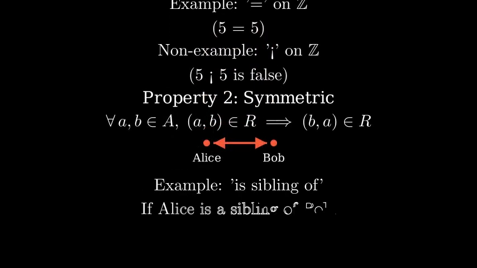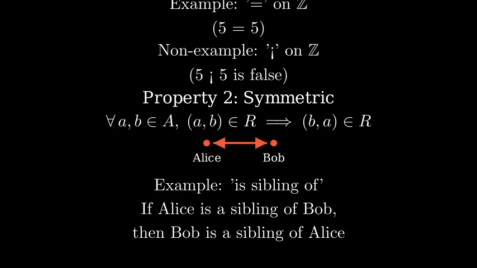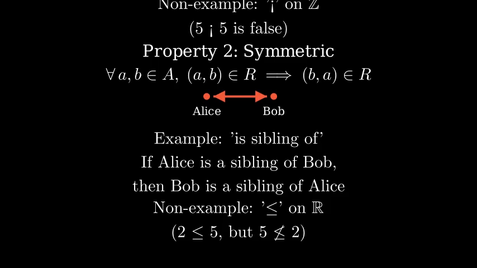An example of a symmetric relation is "sibling of" on a set of people. If Alice is a sibling of Bob, then Bob is also a sibling of Alice. A non-example would be the relation "is less than or equal to" on the set of real numbers. For instance, 2 is less than or equal to 5, but 5 is not less than or equal to 2.